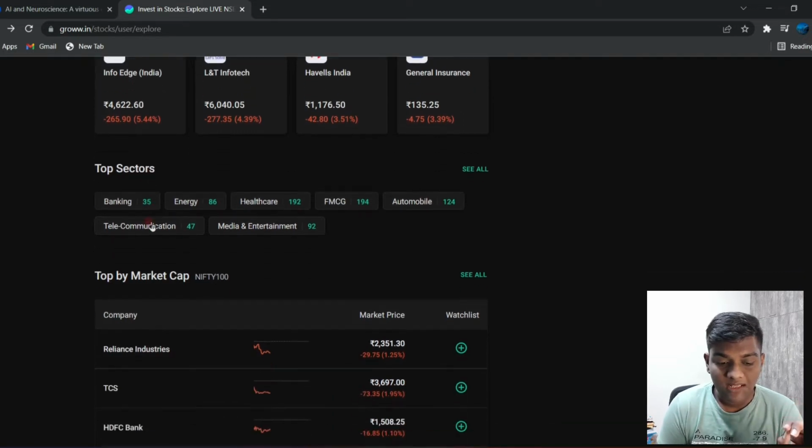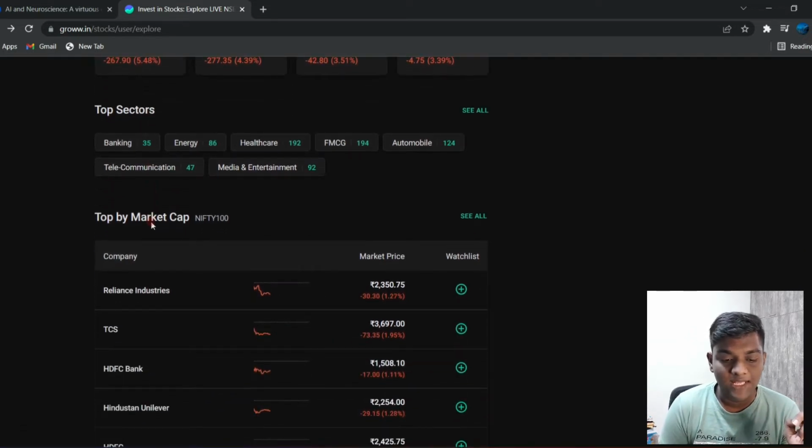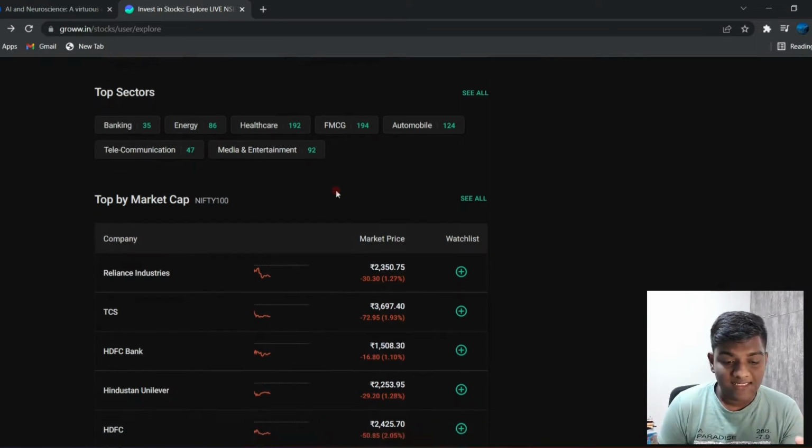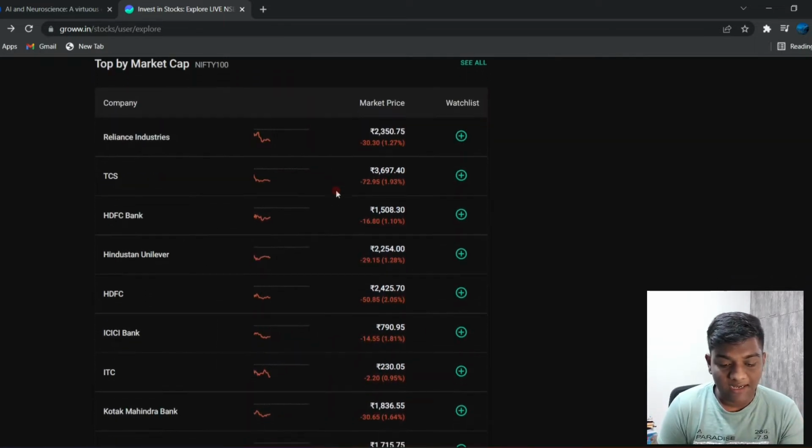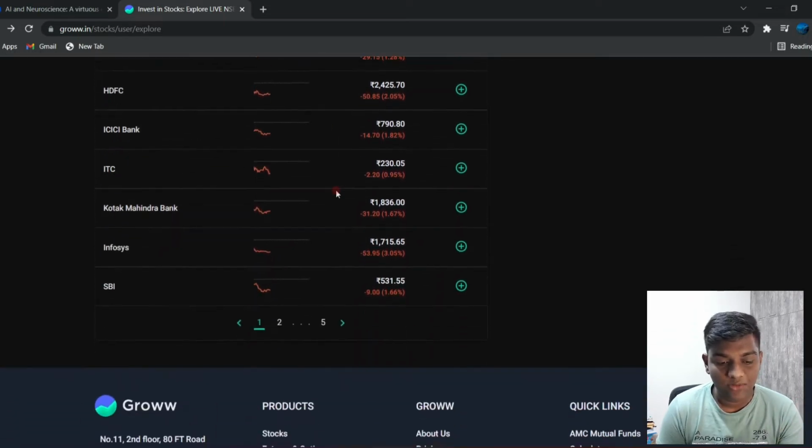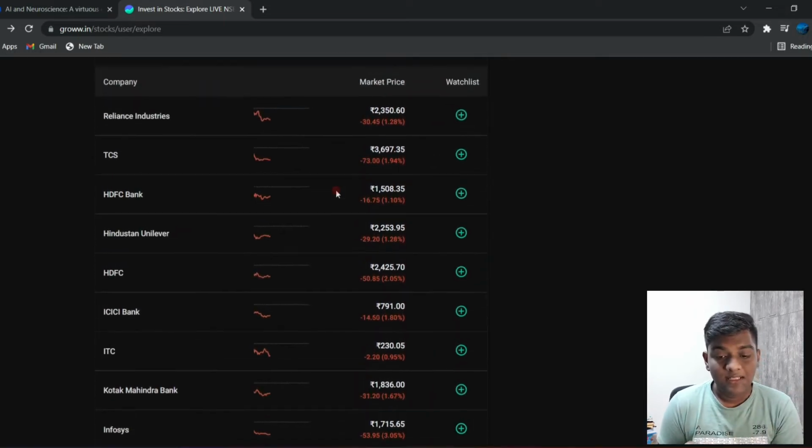So here comes top sector. So they are banking sector, energy sector, healthcare, FMCG, automobile, telecommunication, media and entertainment, and a lot. So these are just top by market cap, Nifty 100 ranks. So you could just have a look at this.